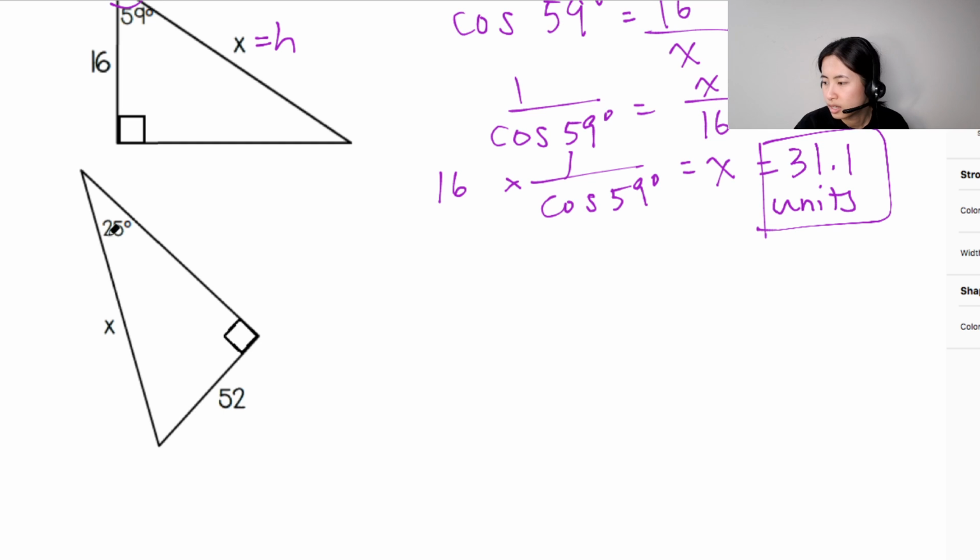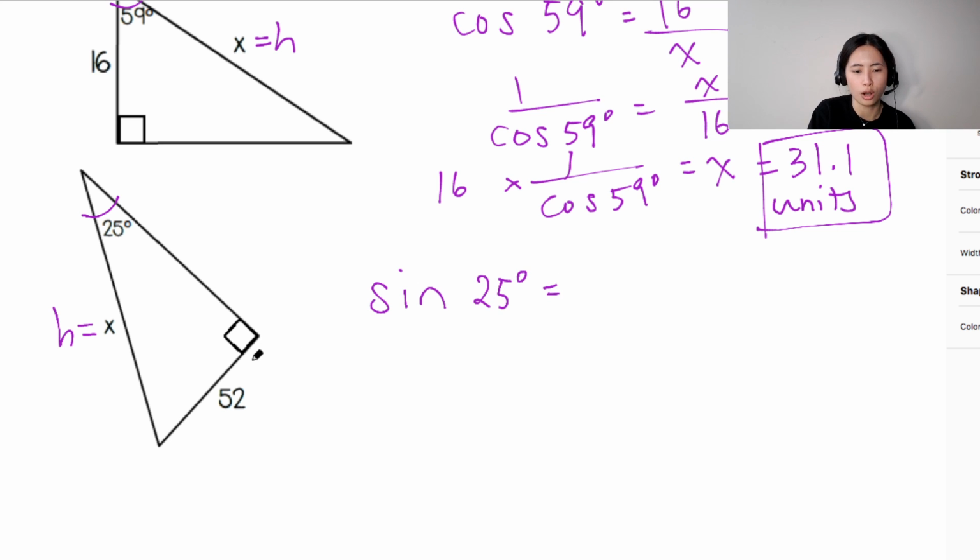So we have a right angle over here. So opposite that would be x, right? As you can see, opposite of your right angle, that's x. So that's your hypotenuse just by looking at this. And then they're telling us that this is 25 degrees, right? So the opposite side of 25 degrees is 52. So yeah, we have to use sine here, right? Because if you have sine 25 degrees, you're taking your opposite side, which is 52, and then your hypotenuse would be x, right?